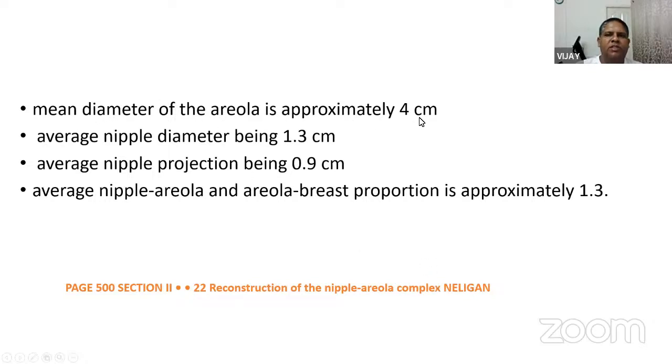The mean diameter is 4 centimeters. The average nipple diameter is 1.3 centimeters. Mind you, this is the nipple diameter, not the areolar diameter. The average nipple projection, as in Grabb and Smith, is 0.9 centimeters. And the average nipple to areola proportion is approximately 1.3. It can be asked in future questions.